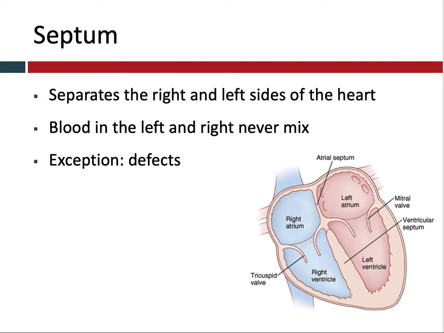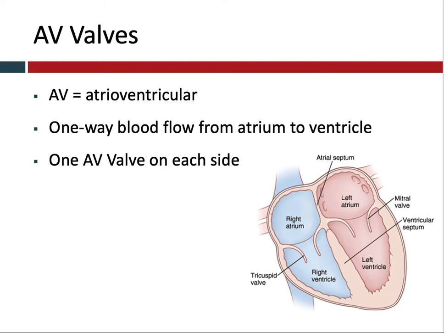But we also need to separate the atria from the ventricles. This is done by AV valves. AV stands for atrioventricular. What these valves do is they make sure that blood only flows in one direction from the atria to the ventricles as the heart is squeezed. You have one AV valve on the left side of the heart and one on the right side of the heart. When we look at diagrams like this, we'll see that they look like little flaps.